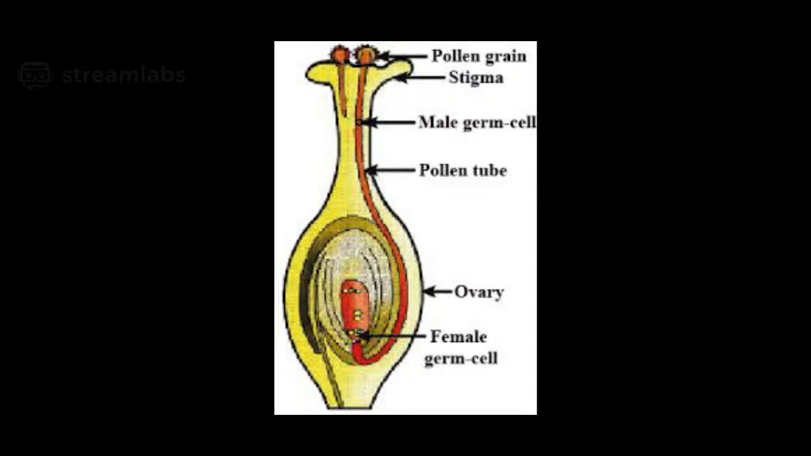Then fertilization takes place and zygote is formed, and later all the ovules will convert into seeds. The ovary will convert into fruit.